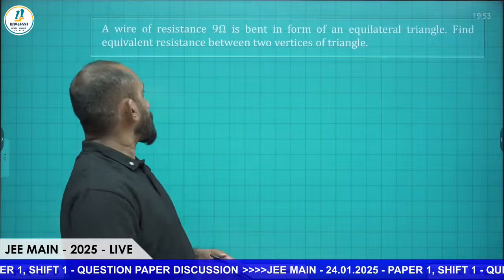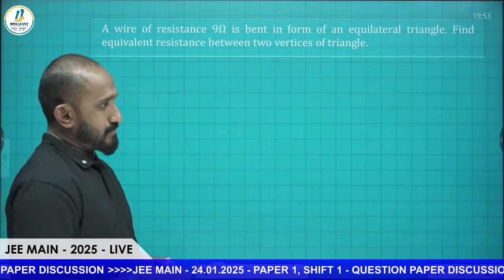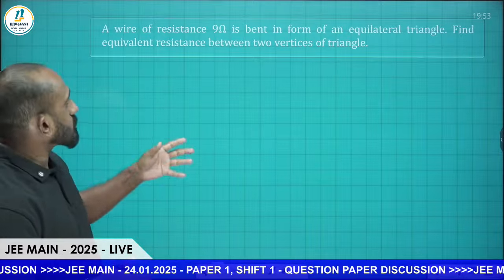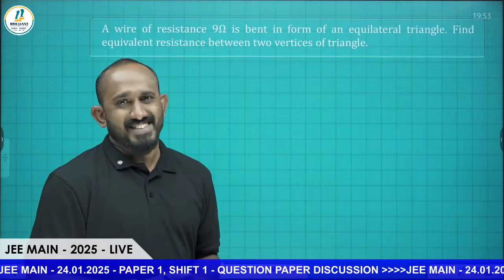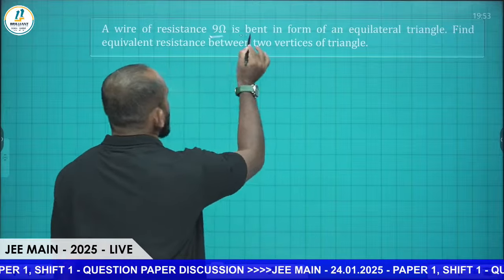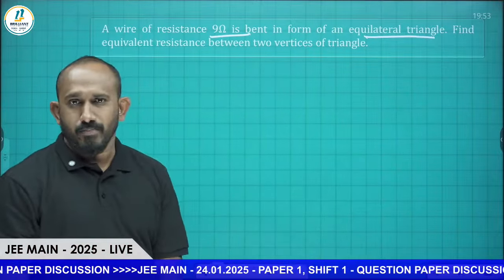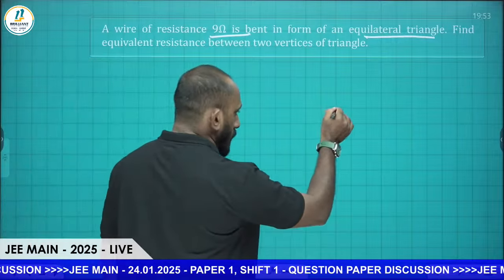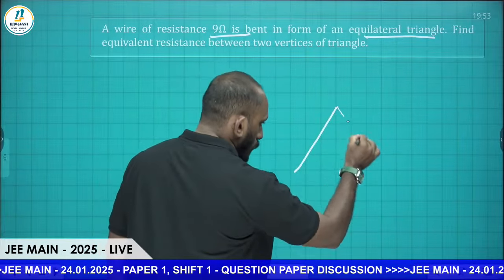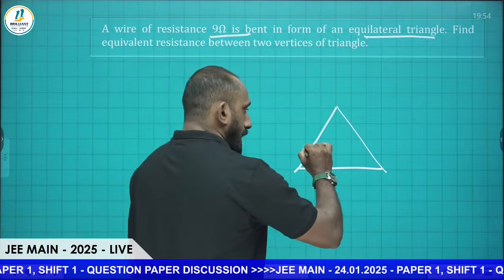A wire of resistance 9 ohm is bent in the form of an equilateral triangle. Find equivalent resistance between two vertices of triangle. See how easy the question is. So it's a numerical type question. So 9 ohm is bent in the form of an equilateral triangle. So one triangle you make it.